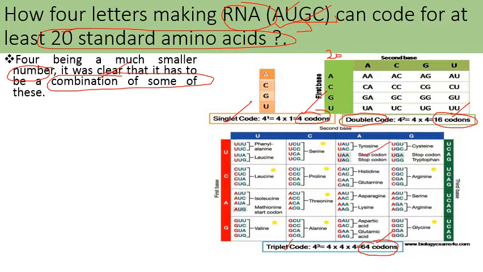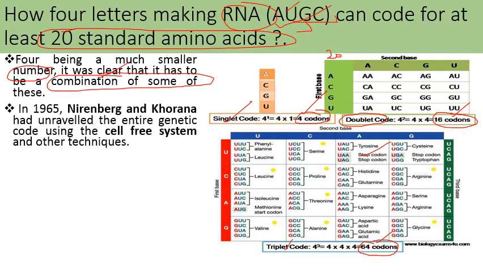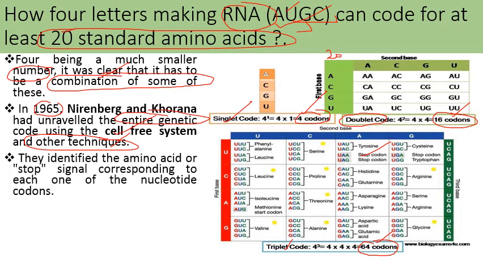These are known as stop codons, and there are 3 stop codons, and the rest of the codons will code for 20 amino acids. So in 1965, Nirenberg and Khorana had unraveled the entire genetic code using cell-free systems. So this was the biggest achievement in the field of science, using some other special techniques. They identified the amino acids or stop signals corresponding to each one of the nucleotide codons.